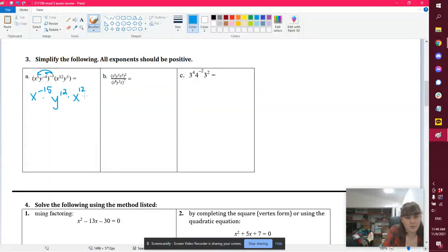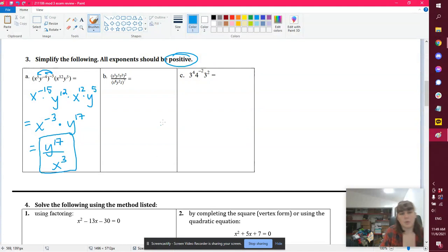The things inside of these parentheses are already simplified because their bases don't match. And now when we're multiplying all of these things, we add their exponents. So we get negative 3 and 17, because negative 15 plus 12 is negative 3, and 12 plus 5 is 17. My final answer should have only positive exponents, so I will move my negative exponent to the denominator.